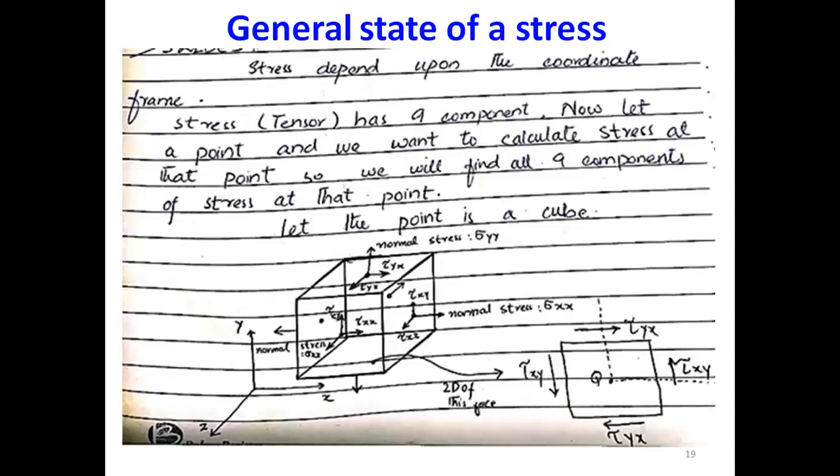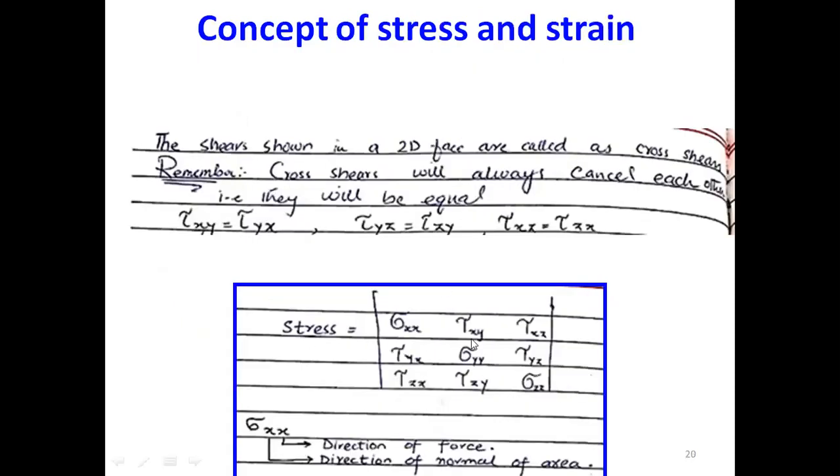So it is the same discussion which we have done. Just read what is written there. Coming again to the general state of stress, we have the normal stresses along the diagonal, and tau xy, tau yx. These are cross shears, the same in magnitude and opposite in direction. Tau xz, tau zx, they are cross shears, opposite in direction, same in magnitude. Tau yz, tau zy, cross shears, equal in magnitude, opposite in direction.